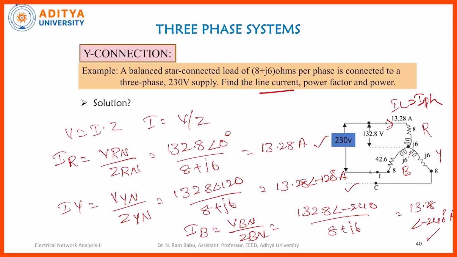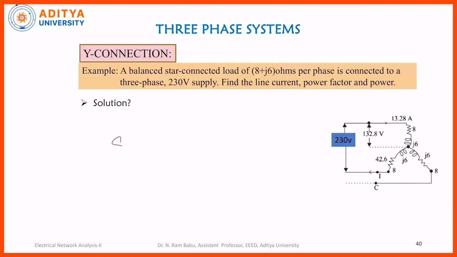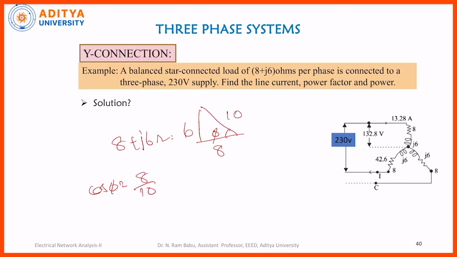Now, we need to calculate the values of power factor and power. Here the impedance value is 8 plus j6 ohms. Therefore, if I draw the impedance triangle over here, this will be 8 and this will be 6 and this will be 10 ohms, right? And here it will be the phi. So cos phi is equal to 8 by 10, which is nothing but 0.8.